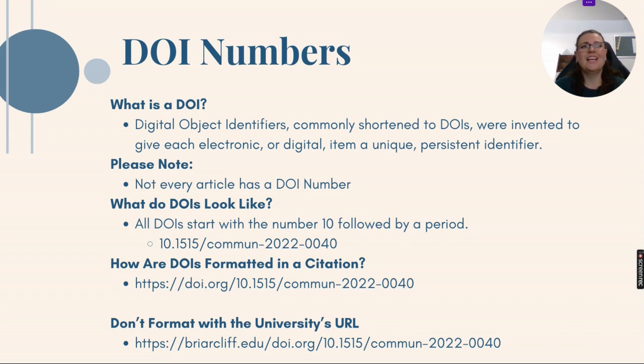One thing to note that was catching a lot of us up, and I did not realize that this was how some databases format DOI numbers, is it adds in the university's URL. So instead of having the DOI standing alone, it has briarcliff.edu within there. So what you're really wanting is the 10 dot and that information. You plug it in after your HTTPS and your doi.org.